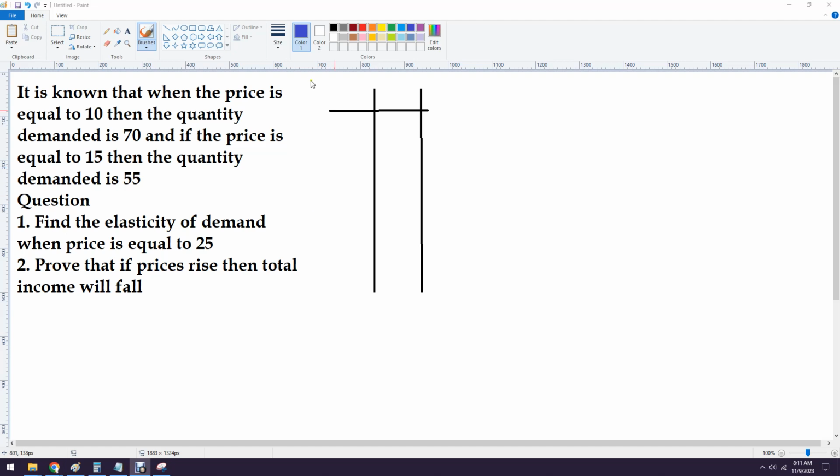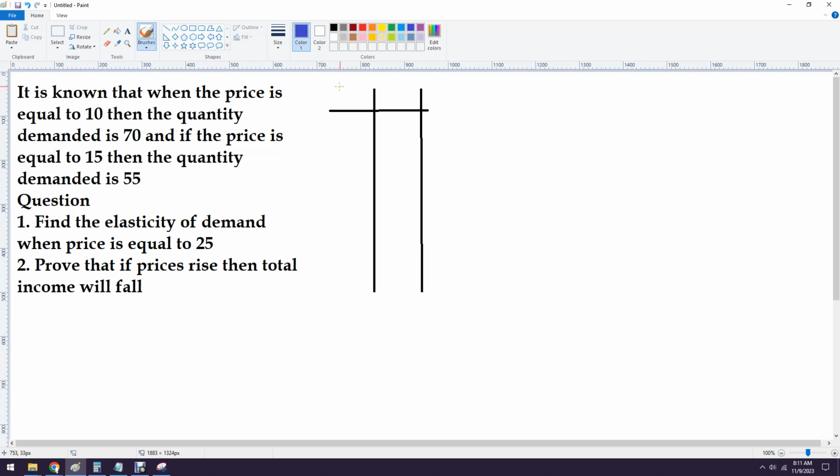In English, I have a problem sent to me in one of the Indonesian languages. I've translated it. Here is the problem. We know that when the price is 10, quantity demanded is 70. When the price is 15, quantity demanded falls to 55, and we want to know the price elasticity of demand for 25.